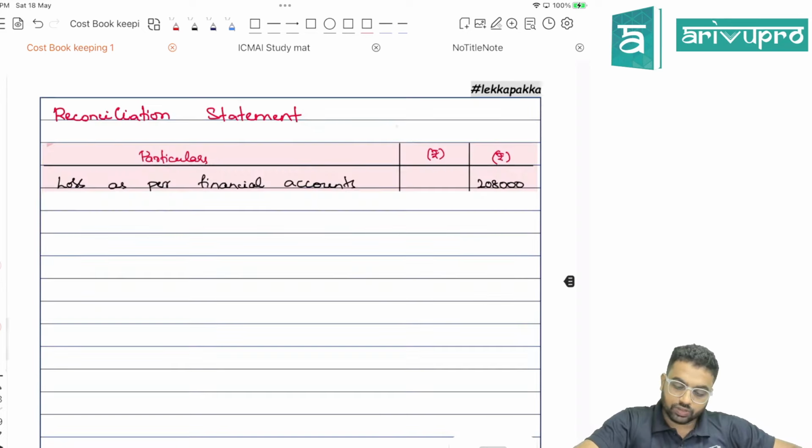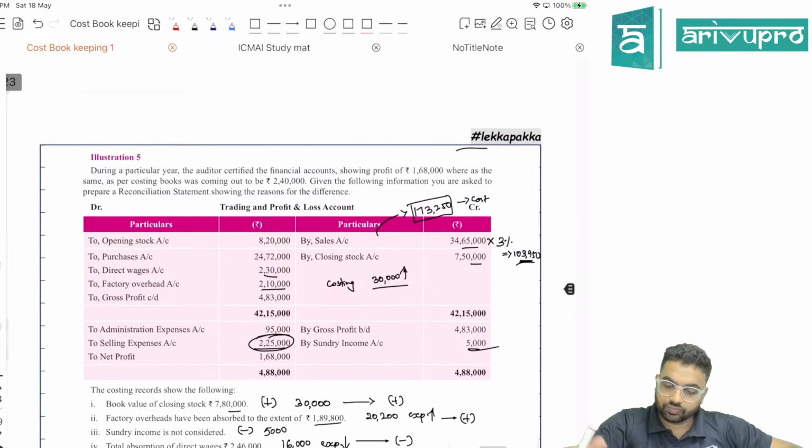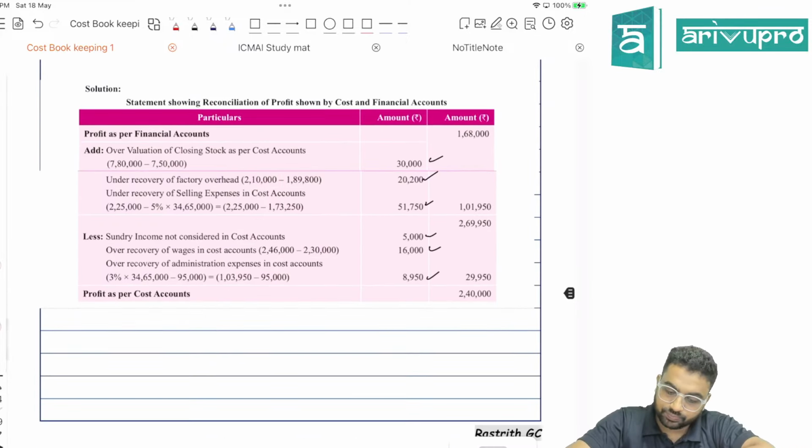Chalo. We'll go to the next question. Illustration number 5.